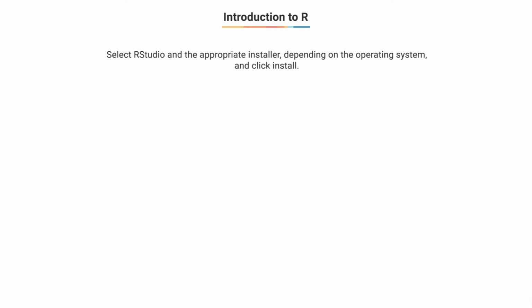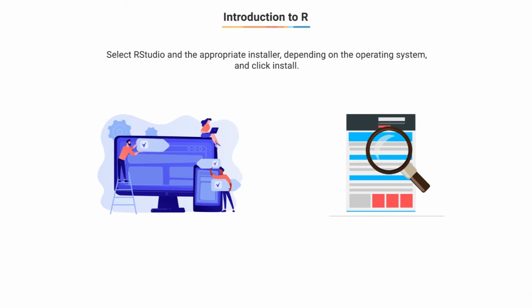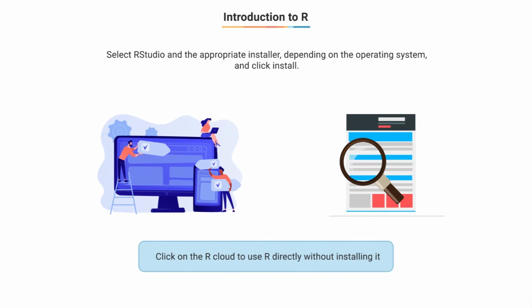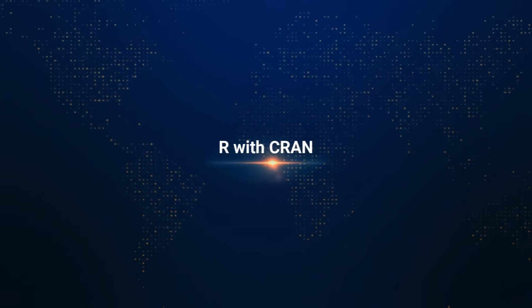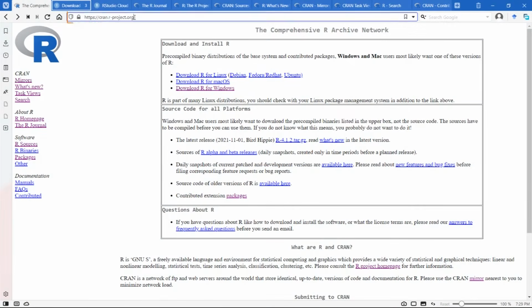We can select RStudio and select the installer appropriate for our operating system, and we can then start working with R. Let us have a look at these sources where we can download RStudio, and also there is a facility to directly work on R without installing it by clicking on R Cloud. Kindly have a look at this web page and this link, cran.r-project.org. On this web page, all the relevant information related to R is available.